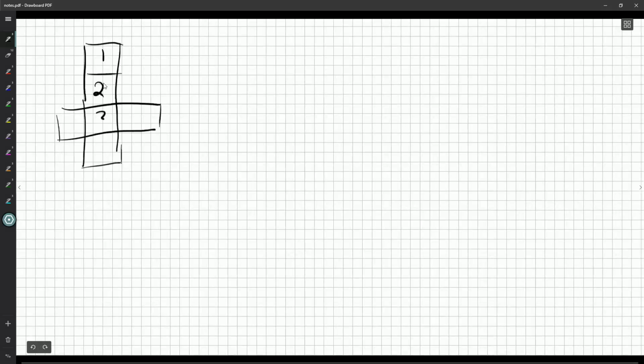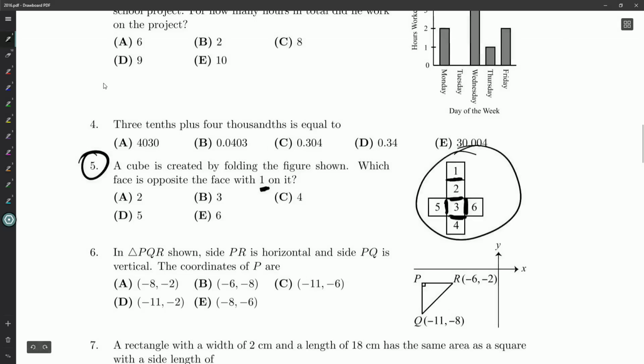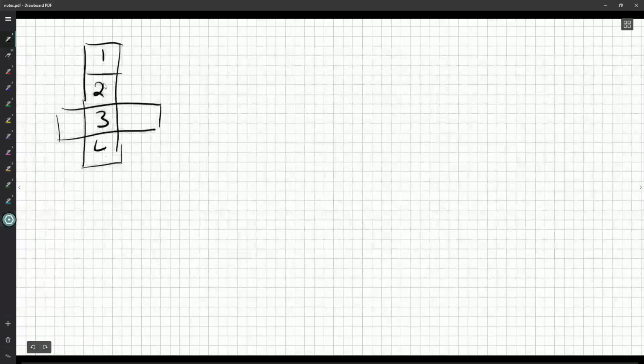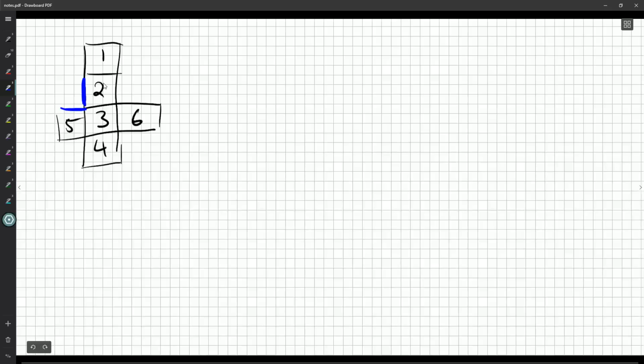So we have 1, 2, I think it was 3, 4. Yeah, 3, 4, and then the 5, 6 went across. Okay. Now, the one that's opposite the 1. Okay, now when we fold this up, and you might not be that comfortable with nets, but when we fold things up, these two blue edges are going to pair up. They're going to meet. They're going to be folded together to form a single edge. Same with these ones here, and these ones here, and these ones here.